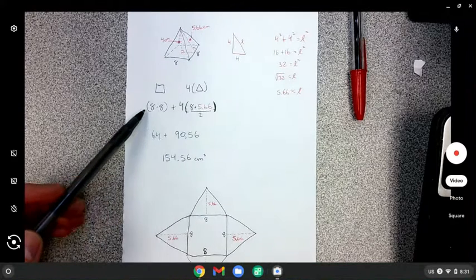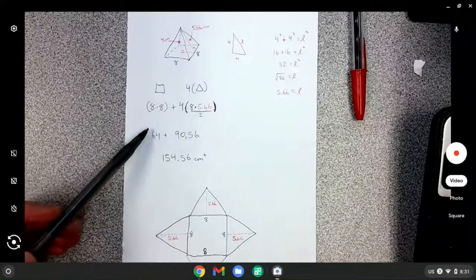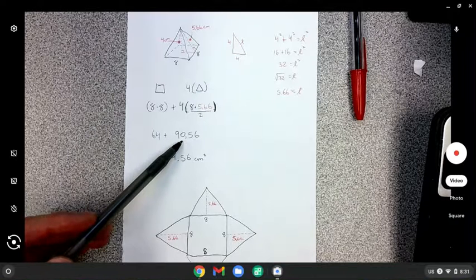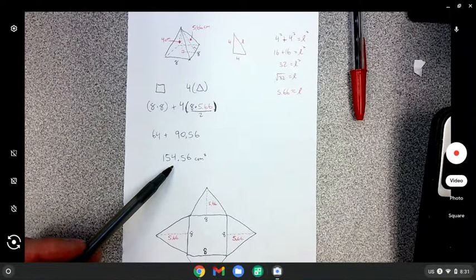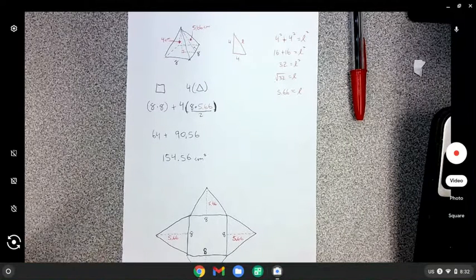If you type that into a calculator or do it individually by hand, 64 plus 90.56, this has too big of a surface area. It needs to have a surface area of 96. It's too much. So 8 is too big.